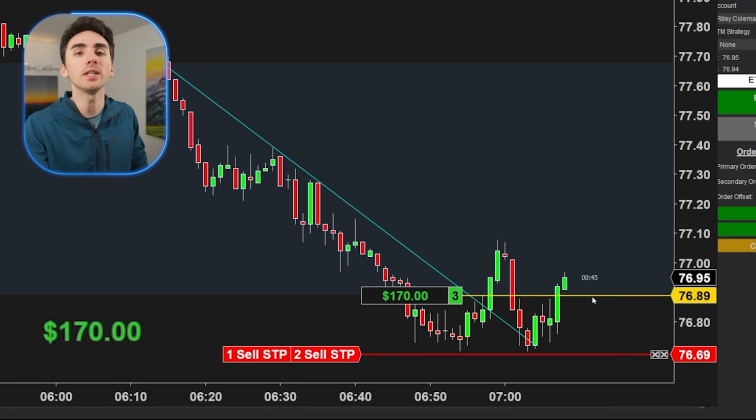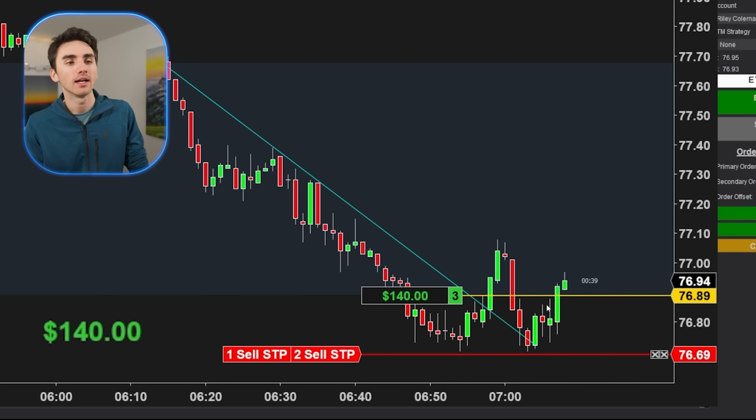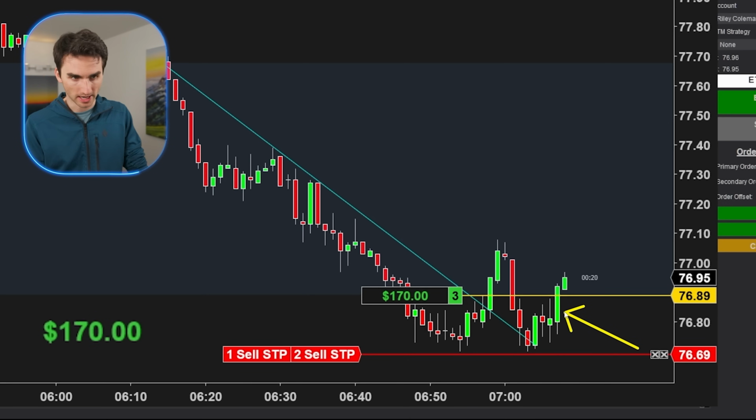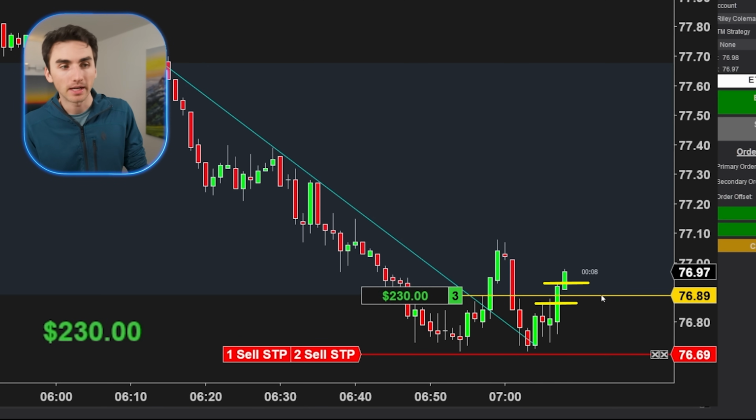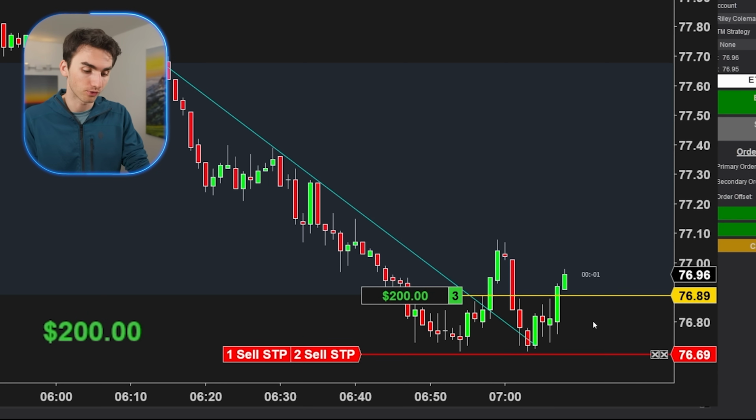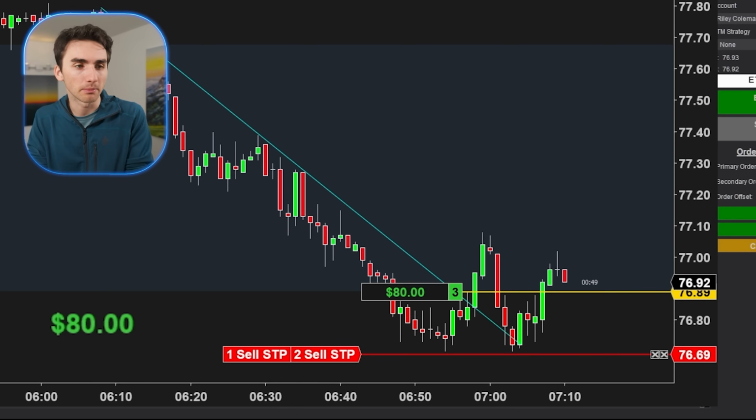And so I scaled in with the idea that, okay, I like the signal initially, but it's not enough for full size. And so I scaled in again, saying, okay, I like the signal even more now. My entry was actually here and here, but the way the system works is it averages out your entries right here. And so from there, I just have to let the market play out.